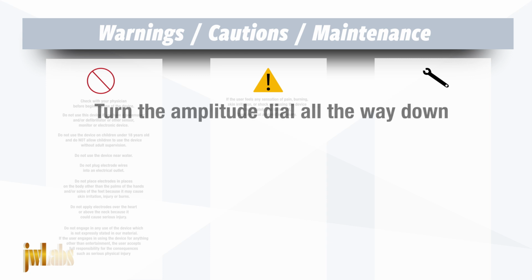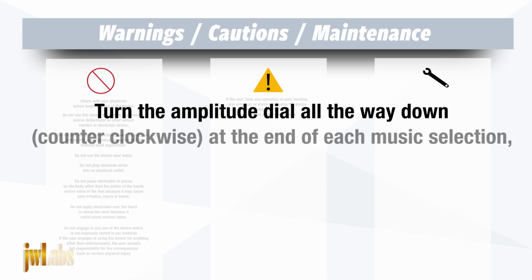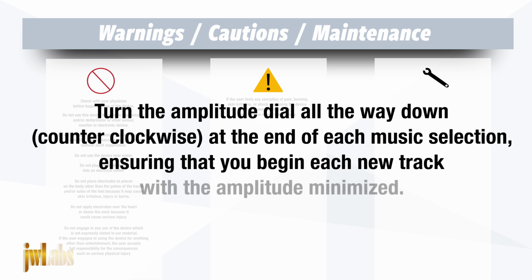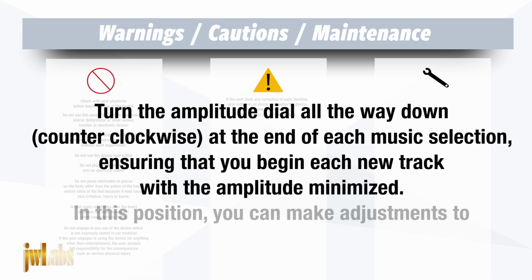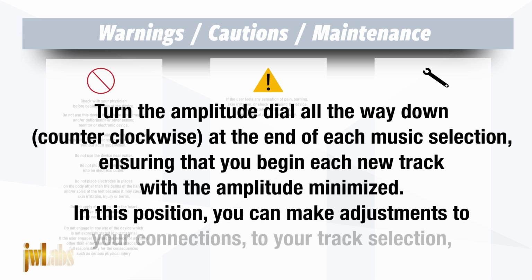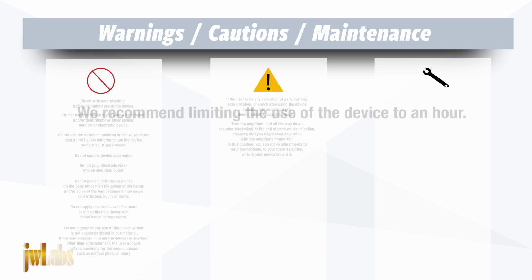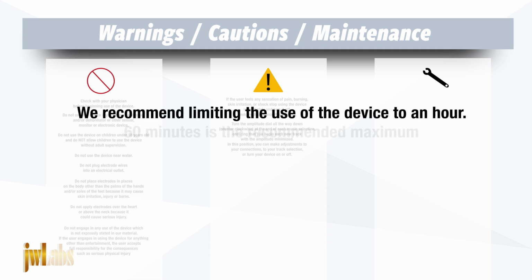Turn the amplitude dial all the way down, counterclockwise at the end of each music selection, ensuring that you begin each new track with the amplitude minimized. In this position, you can make adjustments to your connections, to your track selection, or turn your device on or off. We recommend limiting the use of the device to an hour.